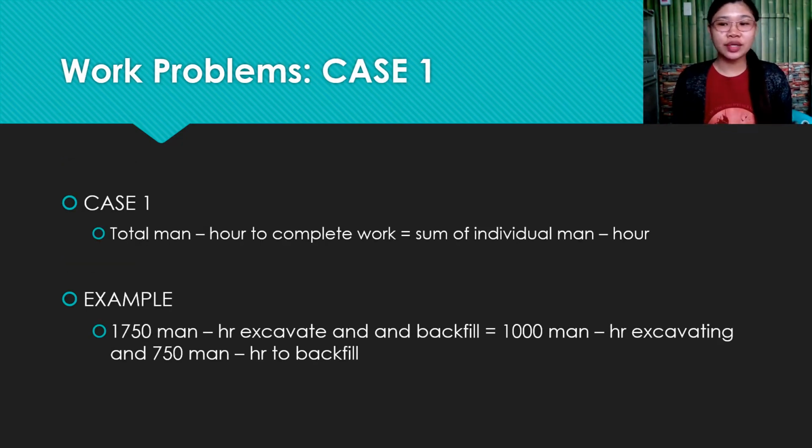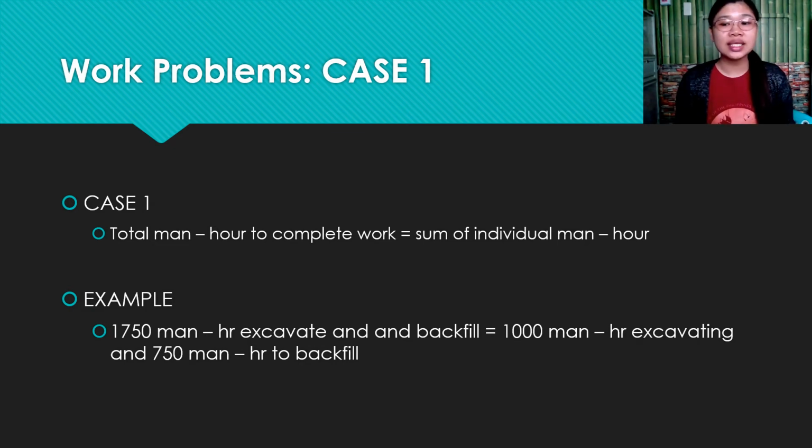For case number 1, again, the governing formula is total man hour to complete the work is equal to the sum of individual man hour. So, again, this is not specific to hours only. It can be days. So, if you are referring to days, you can use man days or man hour. If we have man hour, we have man days. So that is number of men multiplied by the time in days.